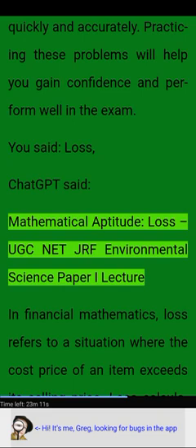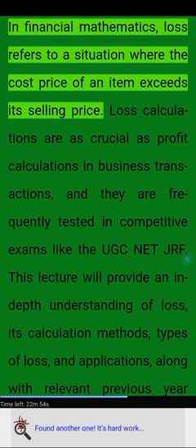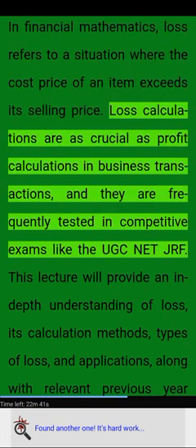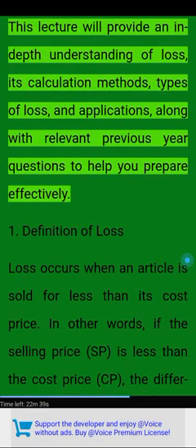Mathematical aptitude, loss, UGC NET JRF environmental science Paper I lecture. In financial mathematics, loss refers to a situation where the cost price of an item exceeds its selling price. Loss calculations are as crucial as profit calculations in business transactions, and they are frequently tested in competitive exams like the UGC NET JRF. This lecture will provide an in-depth understanding of loss, its calculation methods, types of loss, and applications, along with relevant previous year questions to help you prepare effectively.